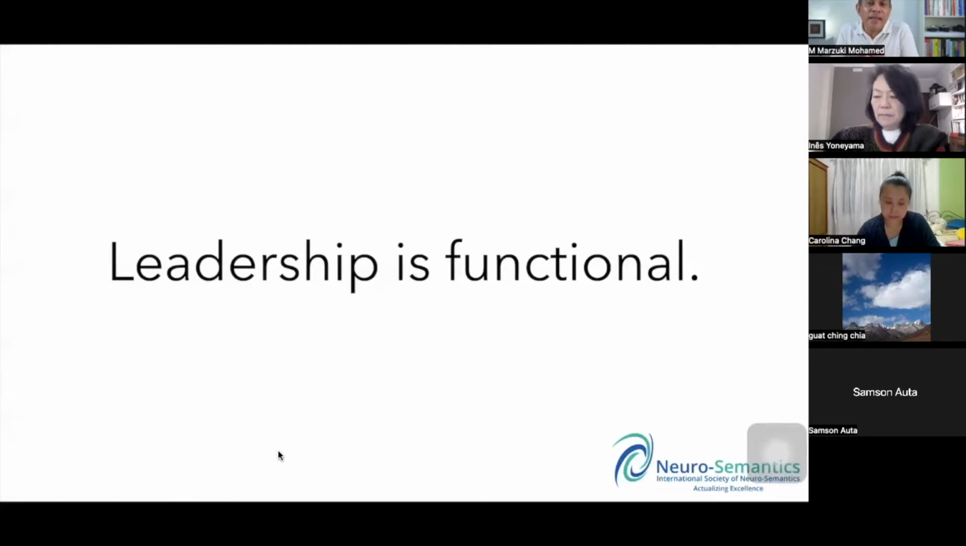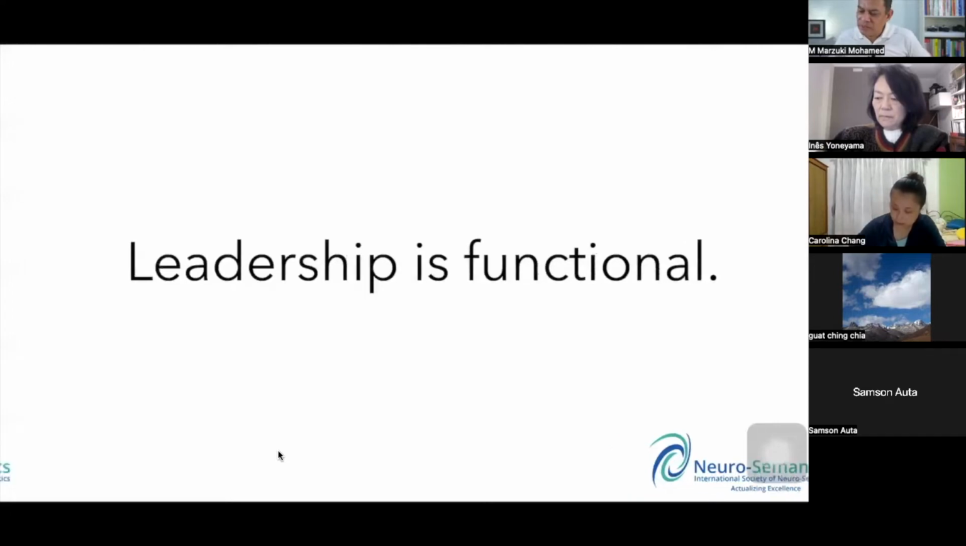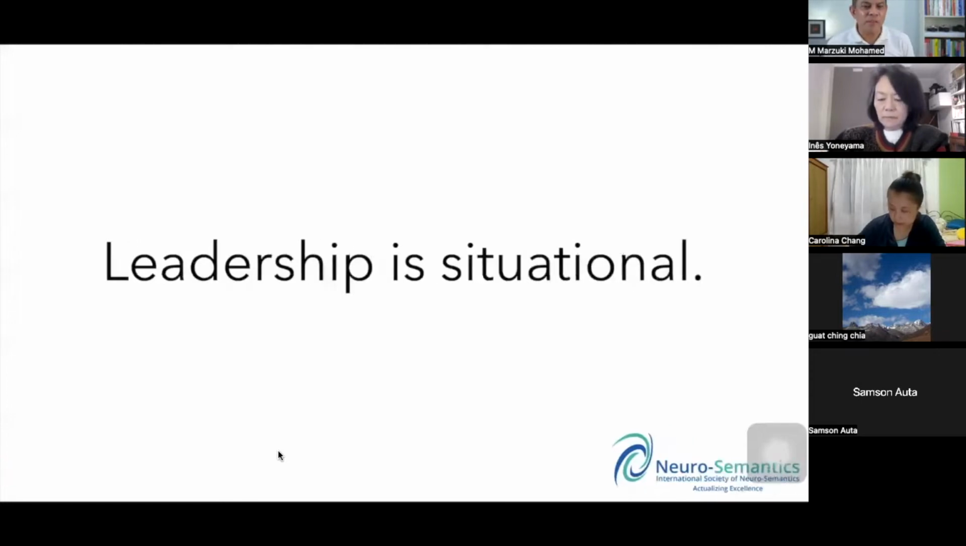And when his hands grow cold, and somebody else's hand becomes hot, then they'll feed that hand. So this is the concept of leadership is functional. When you have expertise in a particular function, you lead. When you don't have expertise in that function, you don't. So that brings us to the second point with respect to leadership, that leadership is situational.